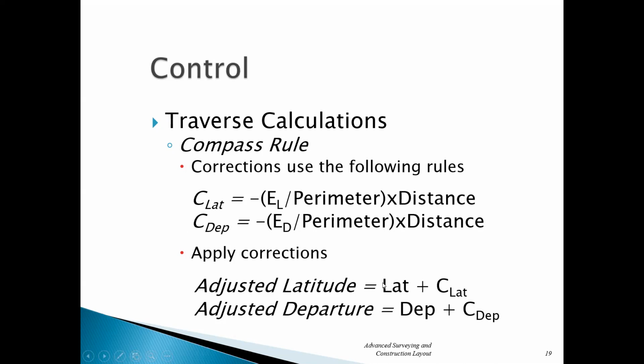So this is your raw latitude and departure, and your adjusted is going to be equal to the lat plus the correction. So you're going to do that across the board, which we did in class. And if you've done it correctly, when you sum up the adjusted latitudes and departures, it should go to 0. So that's the whole idea of this whole process.